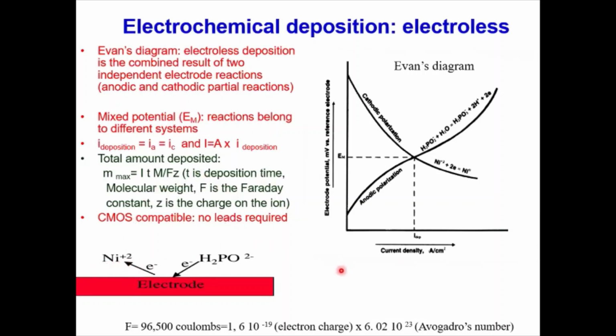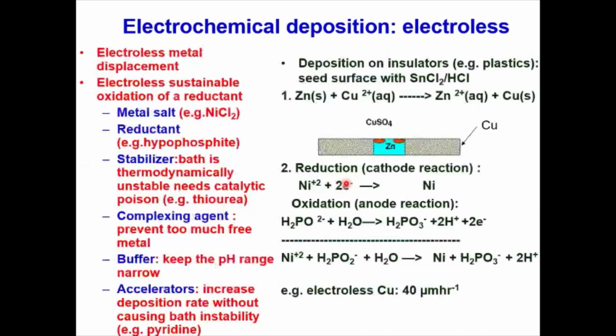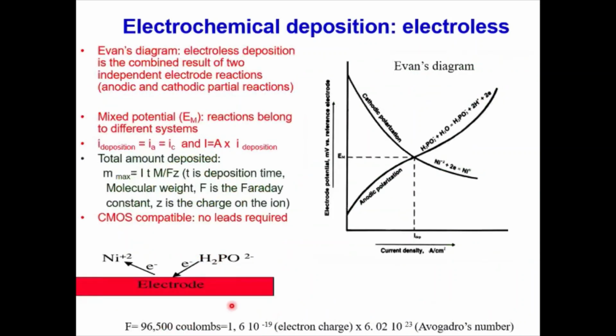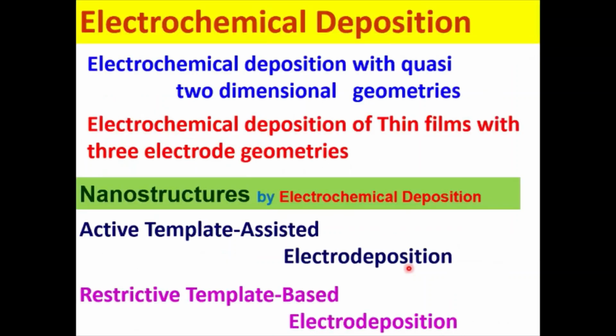So in a simple way, in an electroless deposition, if you control the reaction with this metal salt, reducing agent, stabilizer, complexing agent, buffer, and accelerator, you can get metals deposited onto any electrode. All right. But in a controlled way, right, you can do it with an electrochemical process rather than with electroless process, right? This electrochemical process you can do several ways.